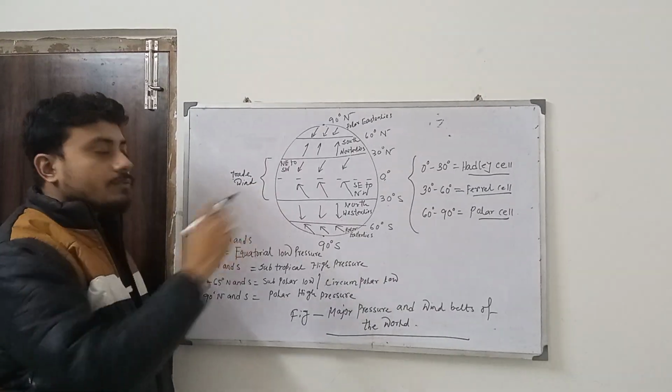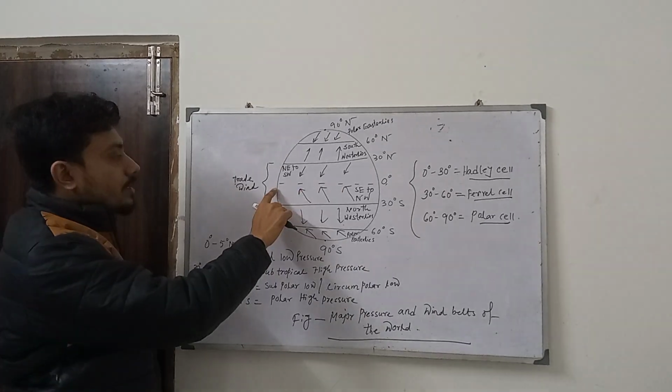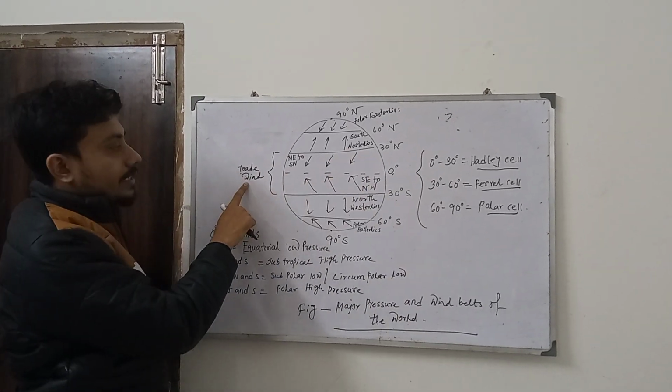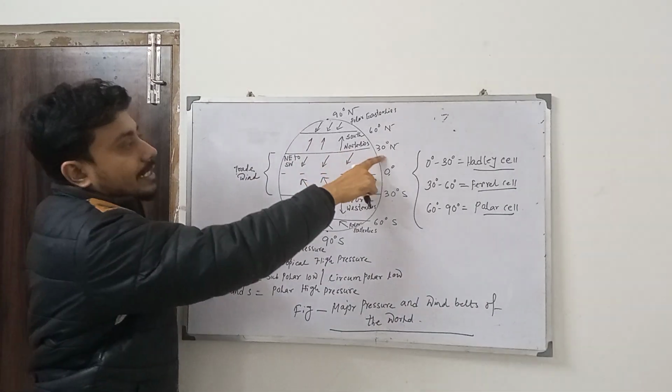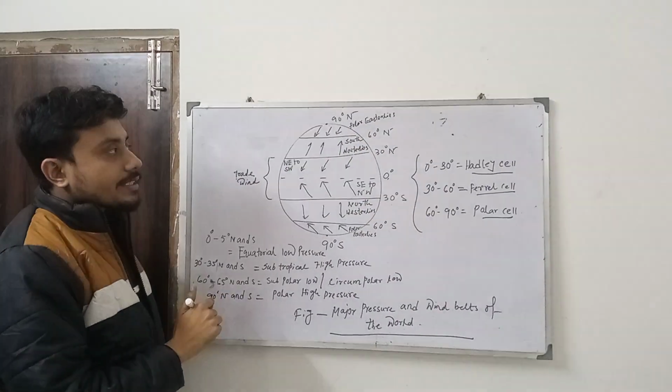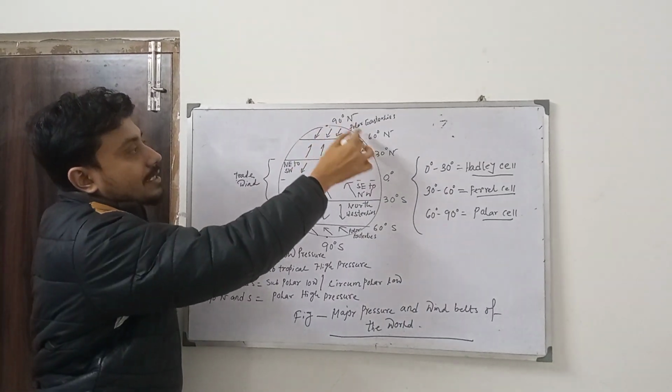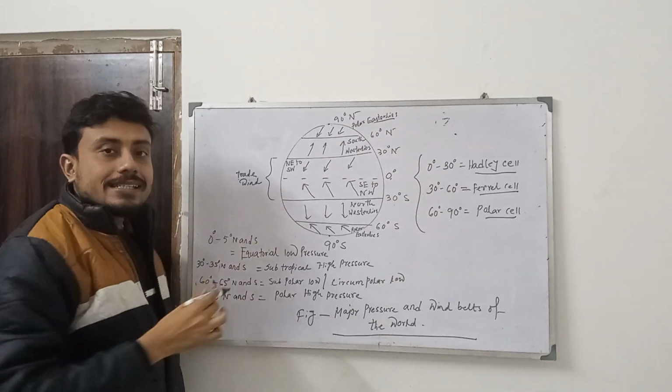So you can follow this. Between 0 degree to 30 degree, you get the trade winds. 30 degree to 60 degree, you get the westerlies. And 60 degree to 90 degree, you get the easterlies.